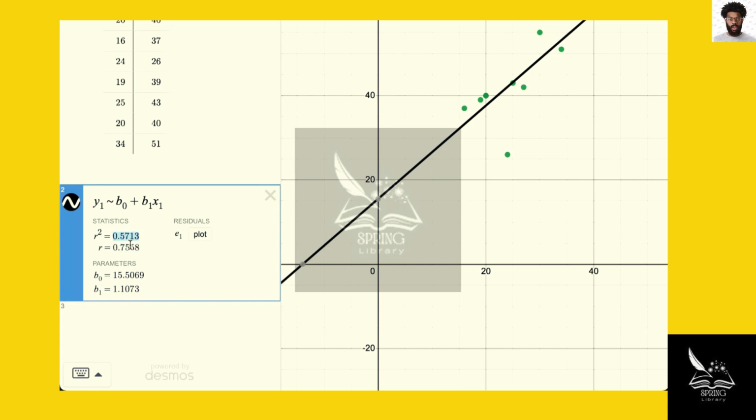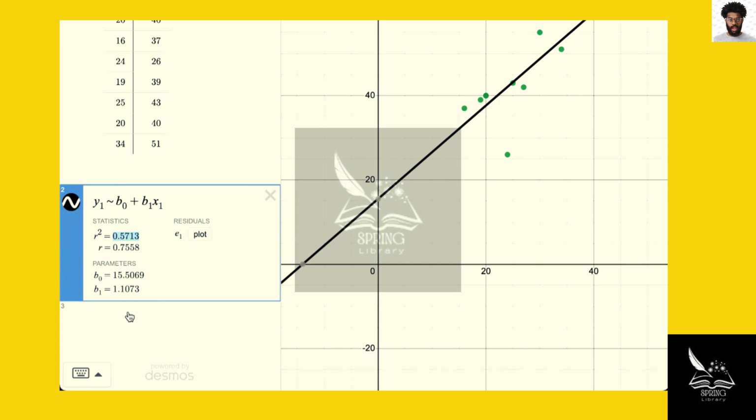And what this means is that 57% of the variability in the data can be attributed to this model. Essentially, 43% cannot.